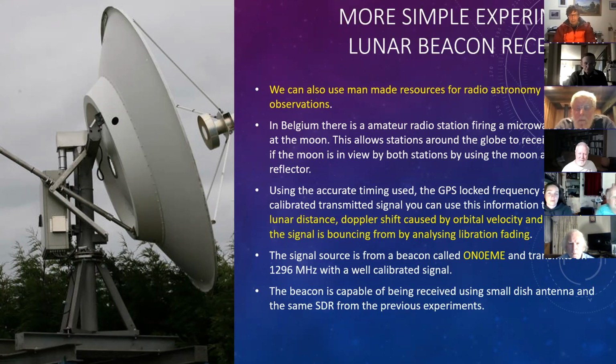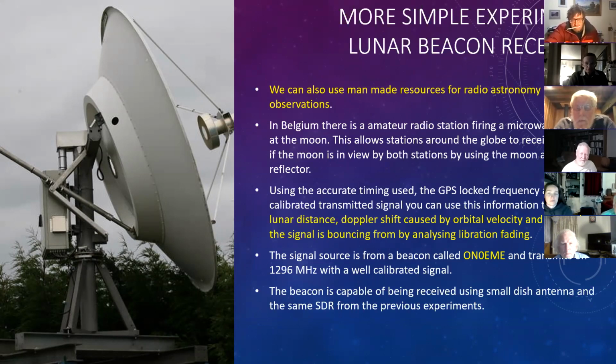And in Belgium, there is an amateur radio station that fires a microwave beacon at the moon. And if you can see the moon at the same time as the guy in Belgium can see the moon, then you will hear this transmitter. And it uses a very accurate timing source. It's GPS locked and has a very, very well calibrated transmitter signal. So what can you do with this?